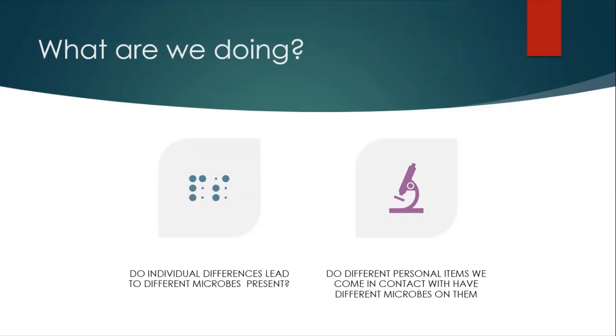And secondly, we're looking at if different personal items we come in contact with from our day-to-day also have different microbes on them. So things like your water bottle, shoes, wallet, along those lines. If there are different microbes, that would indicate that different parts of our bodies possess different microbes.